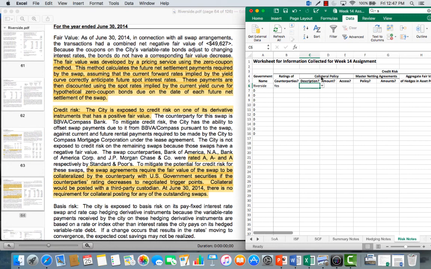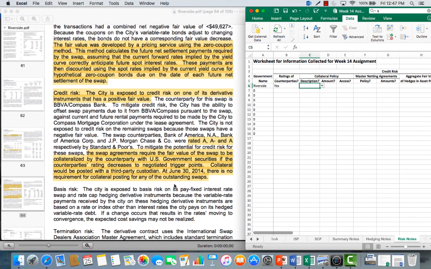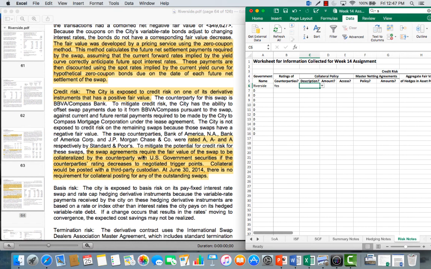If they have a policy for collateral, they're supposed to disclose that. And you can see later in this paragraph it says, the swap agreements require the fair value of the swap to be collateralized by the counterparty with U.S. government securities if the counterparty's ratings decrease to negotiated trigger points. So in the agreement, there's probably some amount, maybe it's BBB or something. It says, if you drop to that amount or below, you have to pony up some collateral.